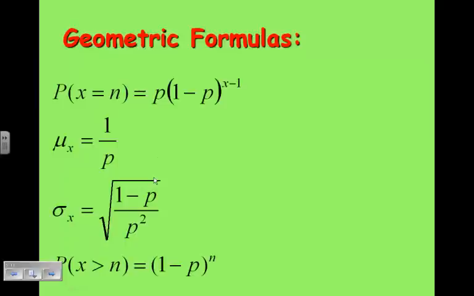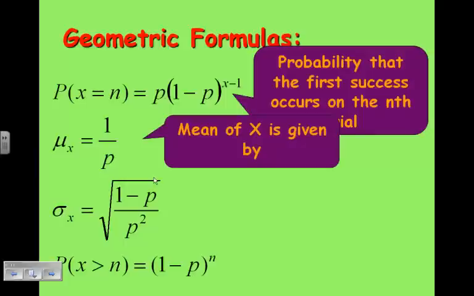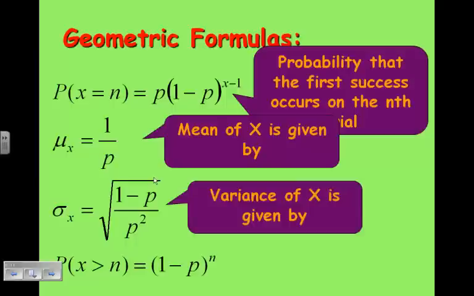Here are some formulas that you're going to want to write down and make a note of. You don't have to memorize them because they will be provided for you on the test, just like they are on all my tests, but you do need to know what they are and how to use them. The first is the probability that the first success occurs on the nth trial, or the xth trial. That probability would be the probability of success times the probability of not success to the n minus 1, x minus 1. That is the formula for the mean, the average, the expected number of times you would have this happen. That would be the mean of x. The variance of x is given by this formula.